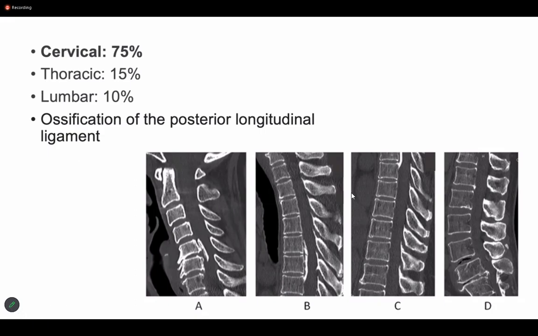What is this OPLL? OPLL is ossification of the posterior longitudinal ligament. It refers to ectopic calcification of the posterior longitudinal ligament in the cervical spine, which may result in cervical myelopathy due to compression of the spinal cord or nerve roots. It was first reported by a Japanese doctor, Tsukimoto, in the 1960s.